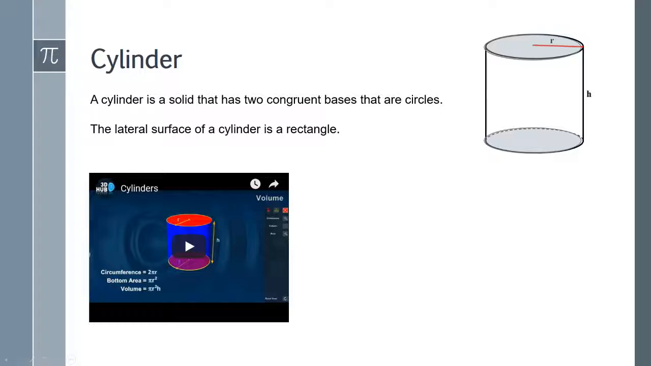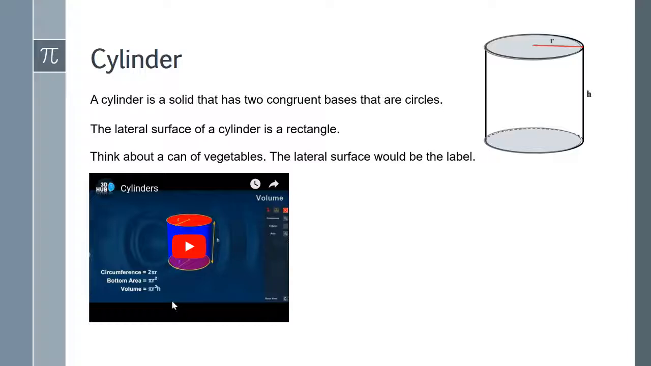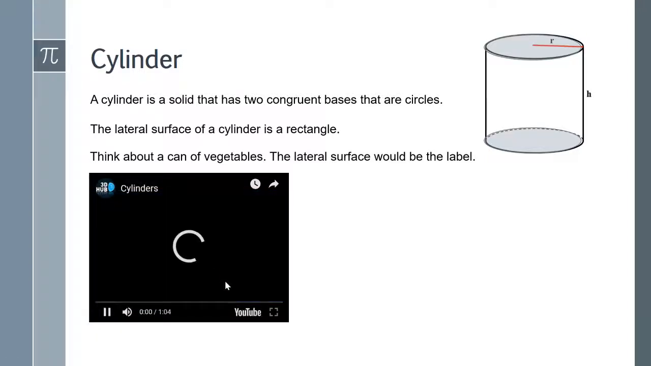The lateral area of a surface of a cylinder is a rectangle. So we'll look at that in just a second. But if you think about it, think about a can of vegetables. If you peel the label off that can of vegetables, that label is a rectangle. So let's take a look at this video just to kind of show you what we're talking about with that.